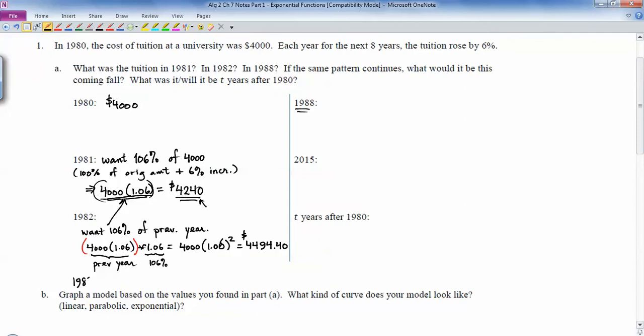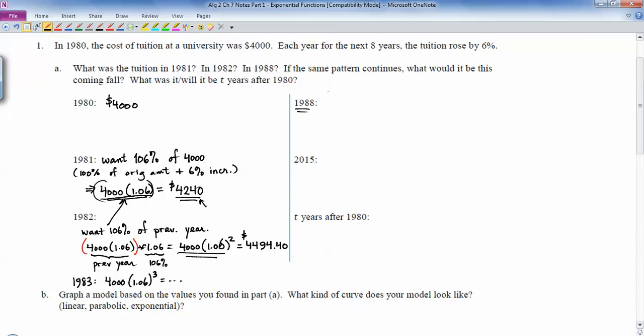What about 1983? So then you'd want 106% of 1982. So you could take 106% to multiply the 4494.4 by 1.06, or you could take this guy and multiply it by another 1.06. So in that case, that would turn into 4,000 times 1.06 cubed, because you multiply by one more 1.06. So you get some answer for that. I'm not going to worry about what that value is.